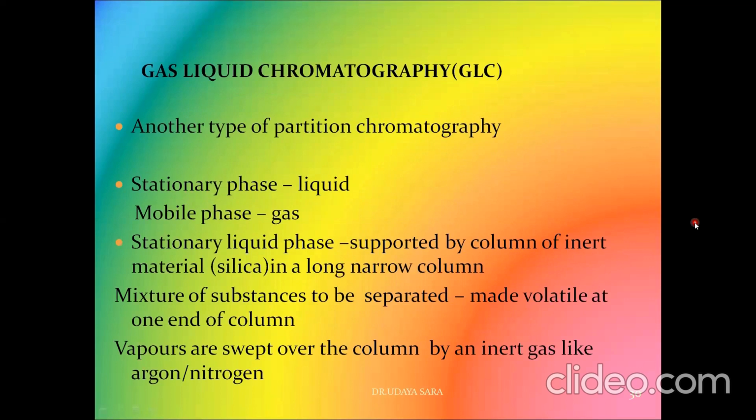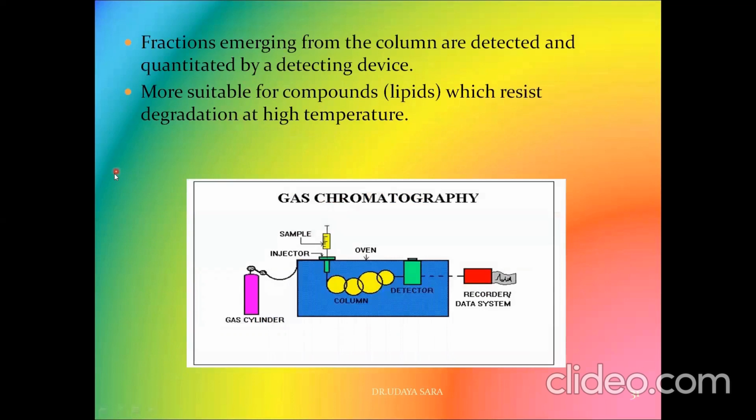The next type of chromatography is gas liquid chromatography. It is also another type of partition chromatography. Here the stationary phase is a liquid while the mobile phase is a gas.